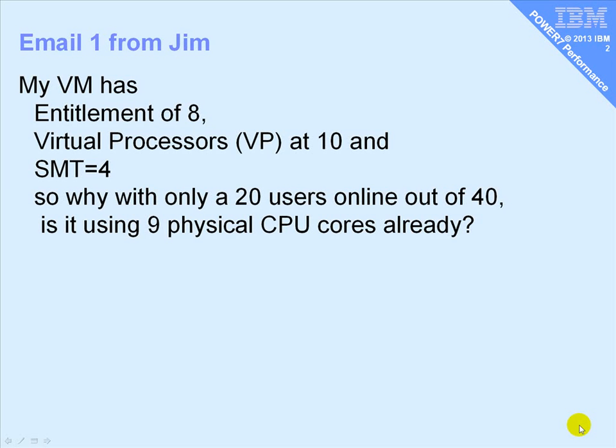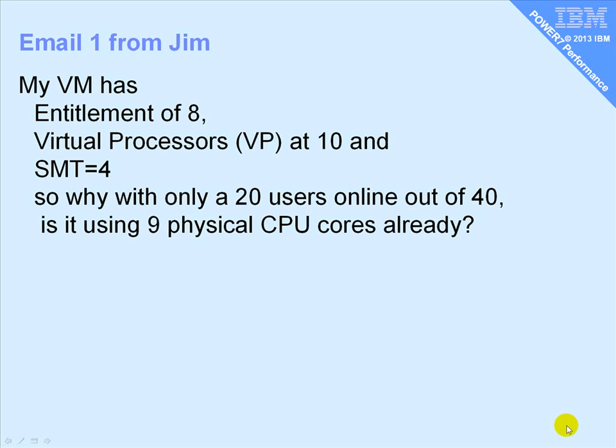So the first question then from Jim. His virtual machine has an entitlement of 8, virtual processor count of 10, SMT4, so it must be POWER7 or 7 Plus. And he asks why with only 20 users out of twice as many possible, is he already using 9 physical CPU cores? I guess the subtext is if more users log in, he's already at 90% of his physical cores used, and he may not be able to cope.